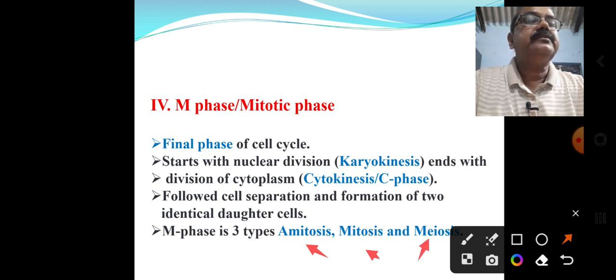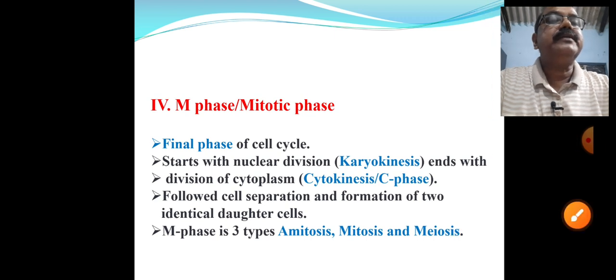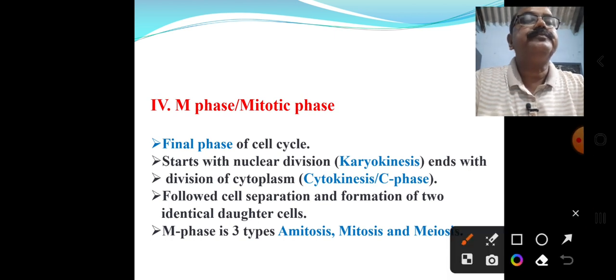In meiosis, gametes are produced, and from one primary gametocyte, 4 gametes are produced. In case of male, 4 sperm are produced. In case of female, 1 egg and 3 polar bodies are produced.